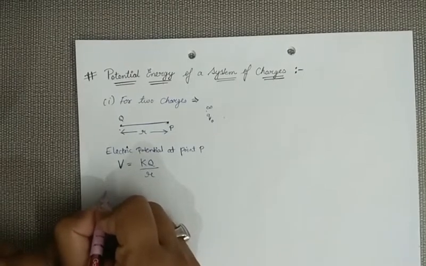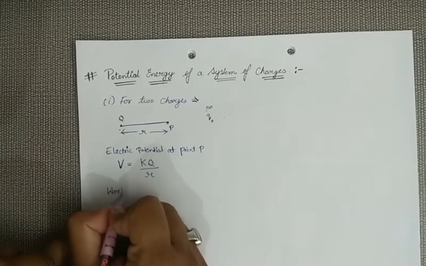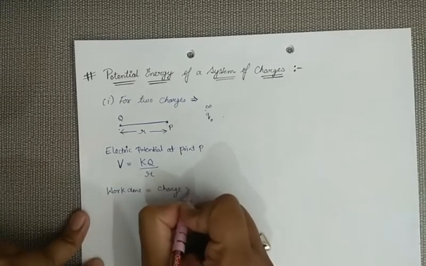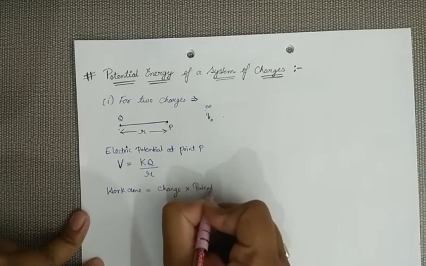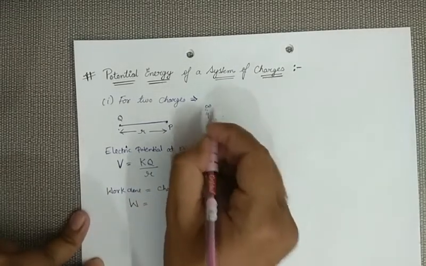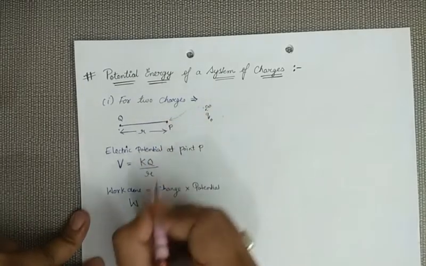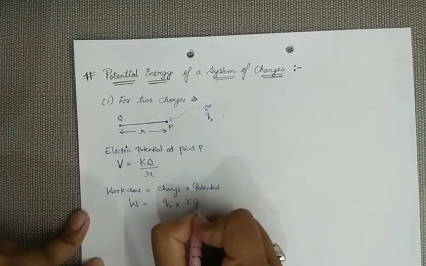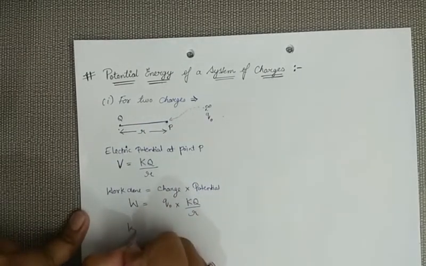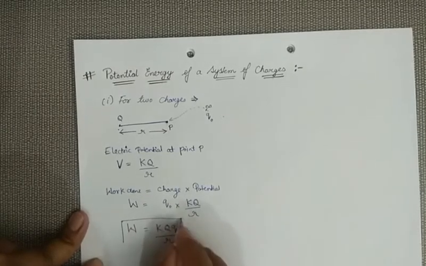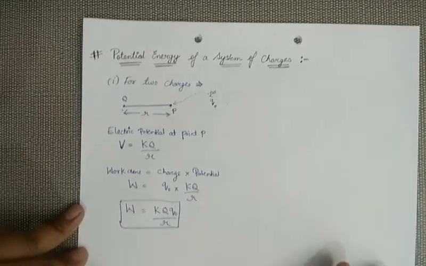So work done. We know work done can also be given as charge into potential. So I have to bring the charge Q naught to this point. So the charge is Q naught, and the potential of this point is KQ by R. So the work done for the two charges is K, first charge, second charge, upon distance. This is the work done.